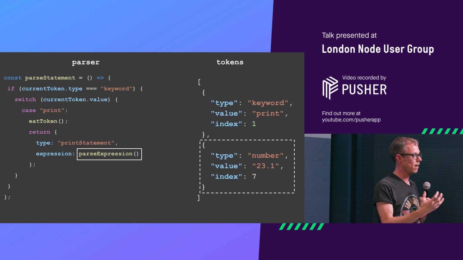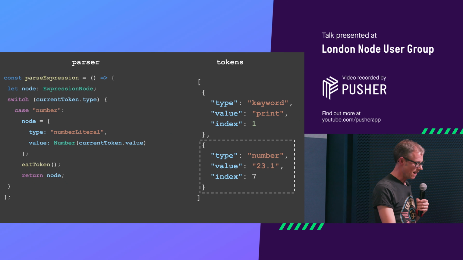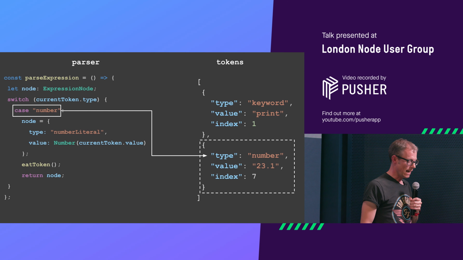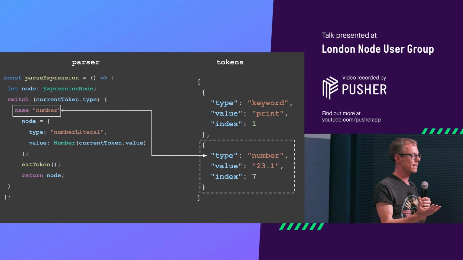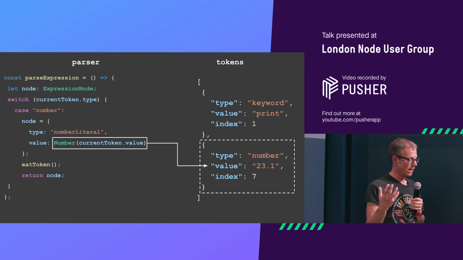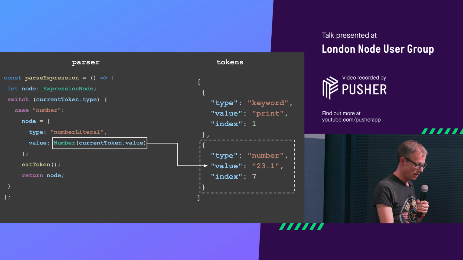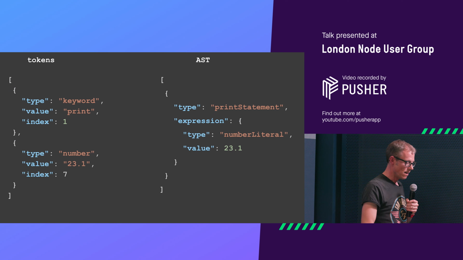So the next thing the parser does is parse the expression. So we'll look at the expression parser. Again, it's really, really simple. Here it switches on the token type, and in this case it's just a number. It converts the string into a numeric type and returns that as a node, eating a token.